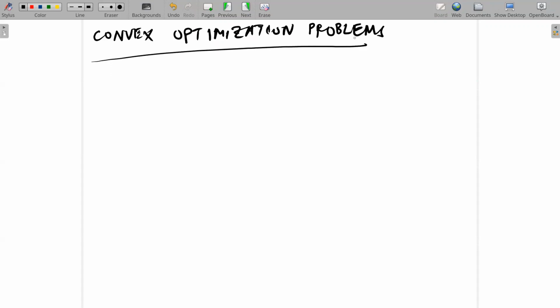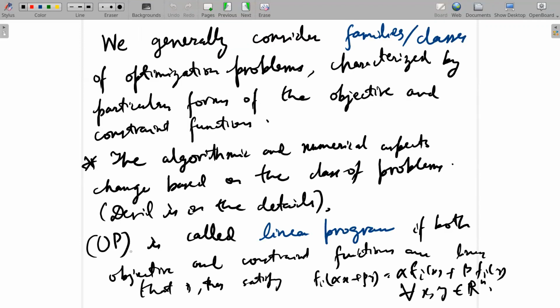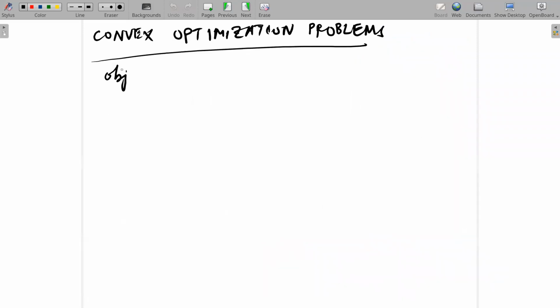So here, both the objective and constraint functions are convex. Just like we said, an optimization problem is called a linear program if both the objective and constraint functions are linear. And a convex optimization problem is one where both are convex. So here, the objective and constraint functions are convex.